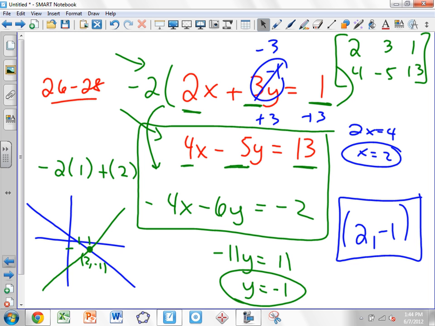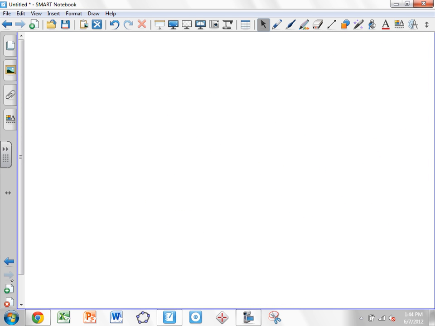Because substitution would mean you have to solve for Y and plug it in over here to get X. Now you can use substitution, but I wouldn't choose it. I definitely wouldn't choose it for this. What else? Other topics. So that's systems of linear equations there.